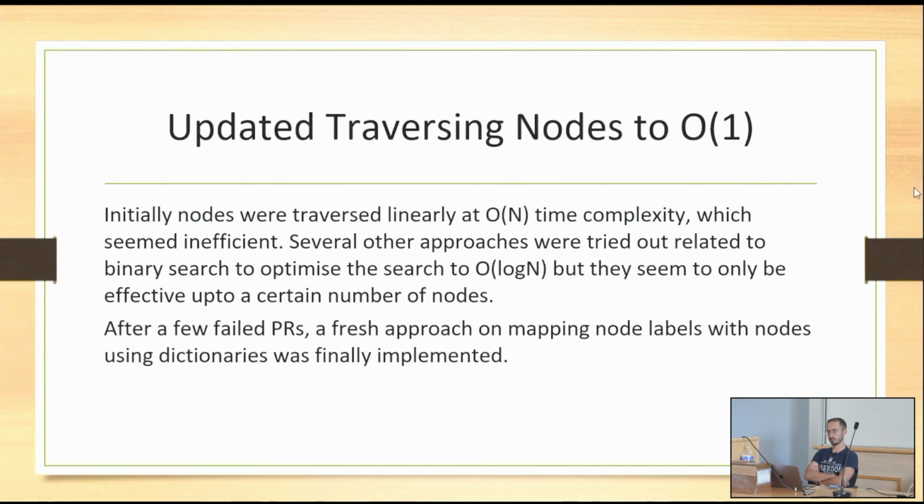Next part was solving this problem, which is updating traversing nodes. Initially, the node traversal in find node was done linearly with a time complexity of O of n, and we explored a lot of PRs looking for a better optimized search using a binary search method to bring it down to log n, but none of them worked properly. We eventually went with mapping each of the node labels with the nodes in a dictionary and bringing the time complexity down to O of 1.